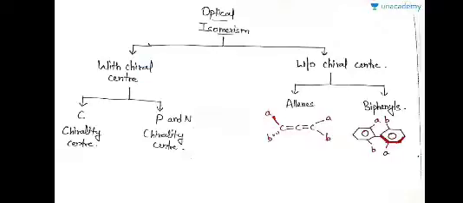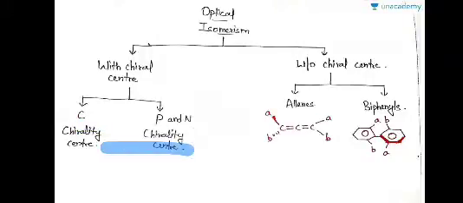Number one is with chiral center and another one is without chiral center. Now, with chiral center, the optical isomerism arises due to carbon chirality center or phosphorus and nitrogen chirality center. These things we will be discussing in detail in our further lessons.